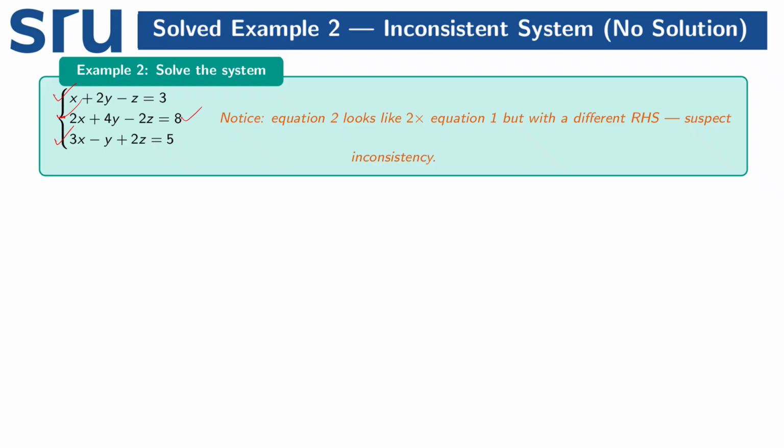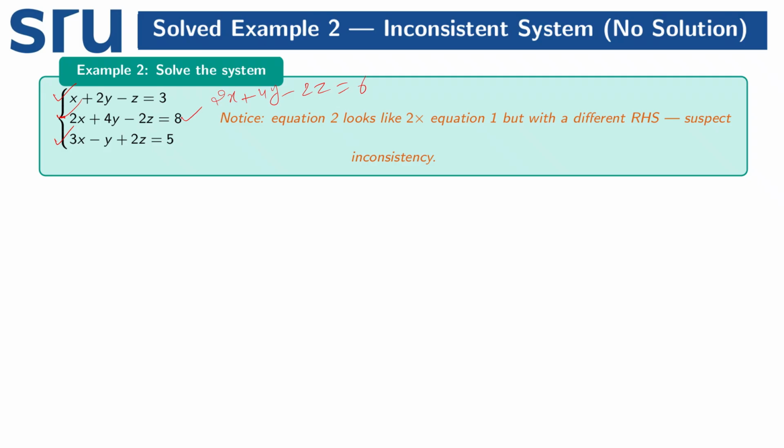If I multiply equation 1 by 2, say, equation 1 will become 2x plus 4y minus 2z equal to 6. Okay, but equation 2 says that it is equal to 8. So left hand side is same, but the right hand side is different. What does this mean? It means something is wrong here, right? So this is a hint of inconsistency here.